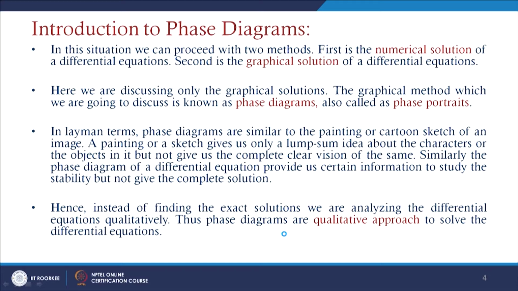For this, we can proceed with two methods whenever we find these difficulties. First is the numerical solution of differential equations, then the graphical solution of differential equations. The graphical method which we are going to discuss is known as phase diagrams. We also discussed graphical solutions in cobweb graphs, but that was for steady state solutions, not to check stability or instability conditions.